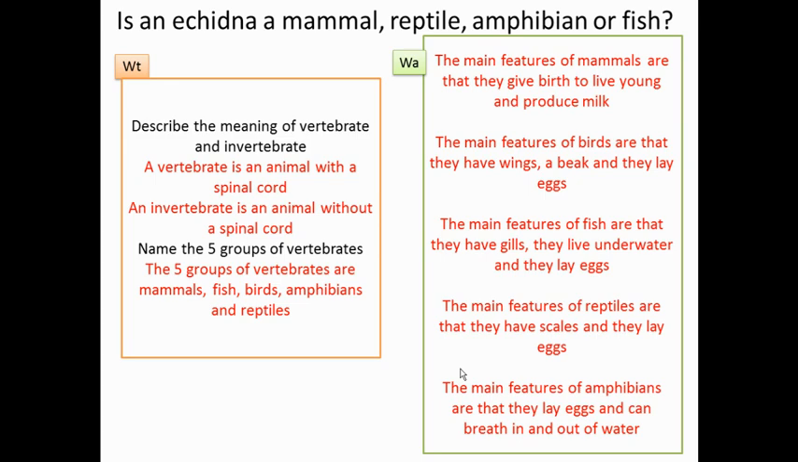So working at the main features, I realise there's a lot of writing here because there's a lot of features for each of the groups. So the main features of mammals are that they give birth to live young and that they produce milk. The main features of birds are that they have wings, a beak, and that they lay eggs. The main features of fish are that they have gills, they live underwater, and they lay eggs. The main feature of reptiles, they have scales, they lay eggs, but they're land animals. The main features of amphibians are that they lay eggs and they can breathe in and out of water. So make sure you're adding in any extra information that you've missed.